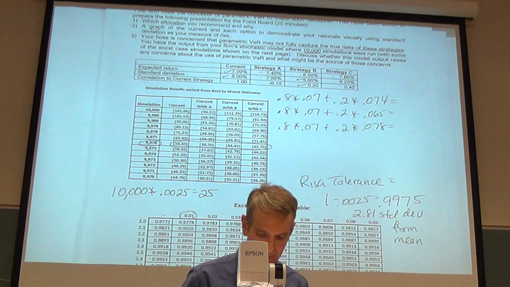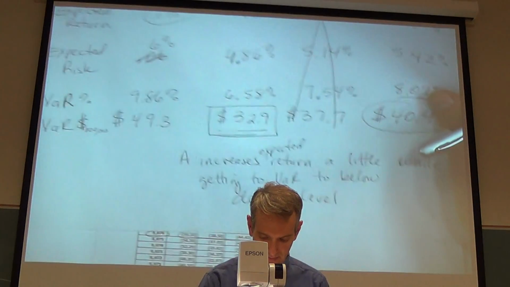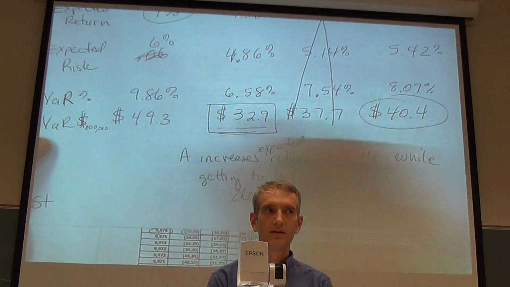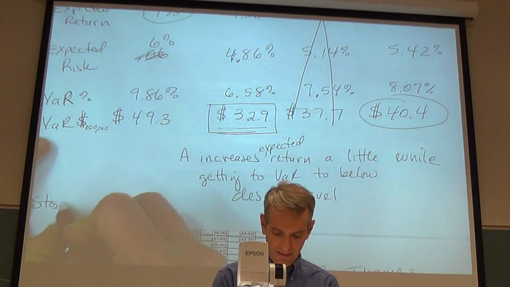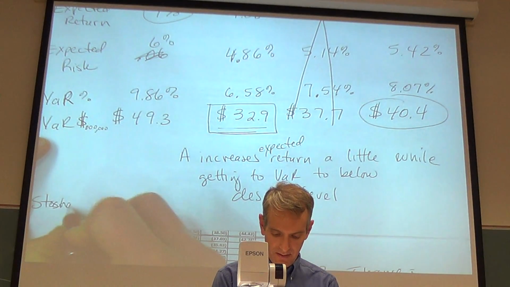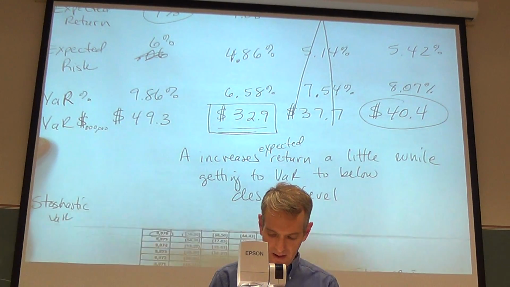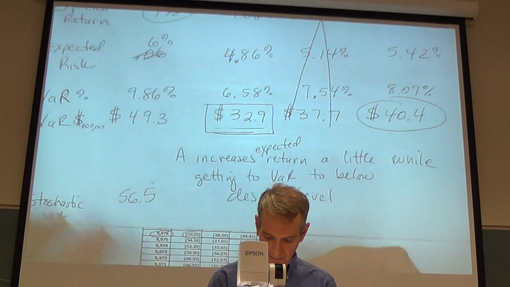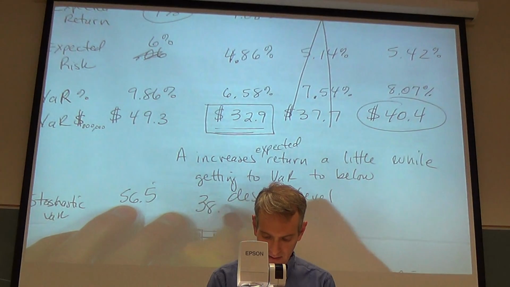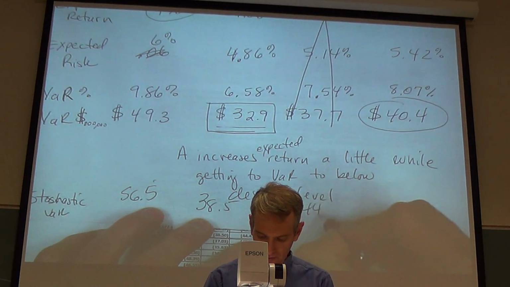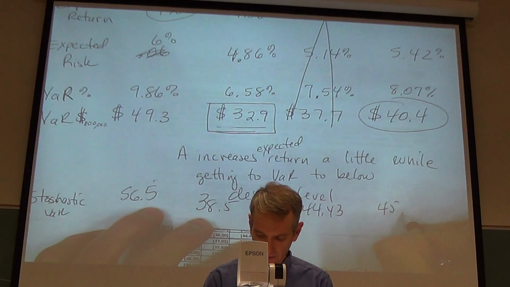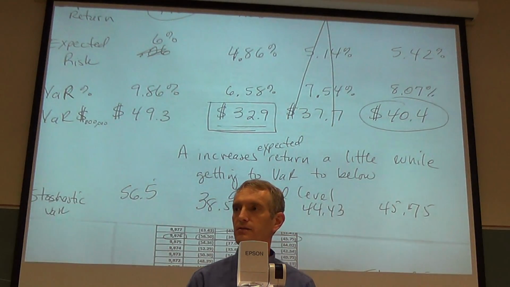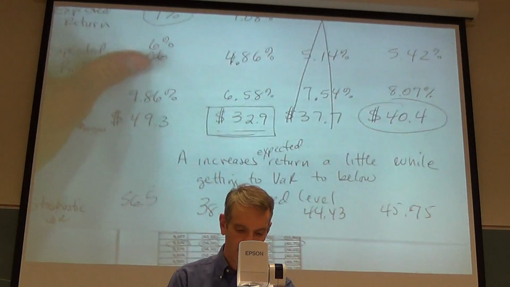So we can add this in. So we have our stochastic VaR. What kind of VaR is this? That's the parametric. So here's the stochastic. And the numbers we get were 56.35, 38.5, 44.43, and 45.75. So what do you notice in every single case? Stochastic is much higher than parametric, and that's pretty common actually in practice.